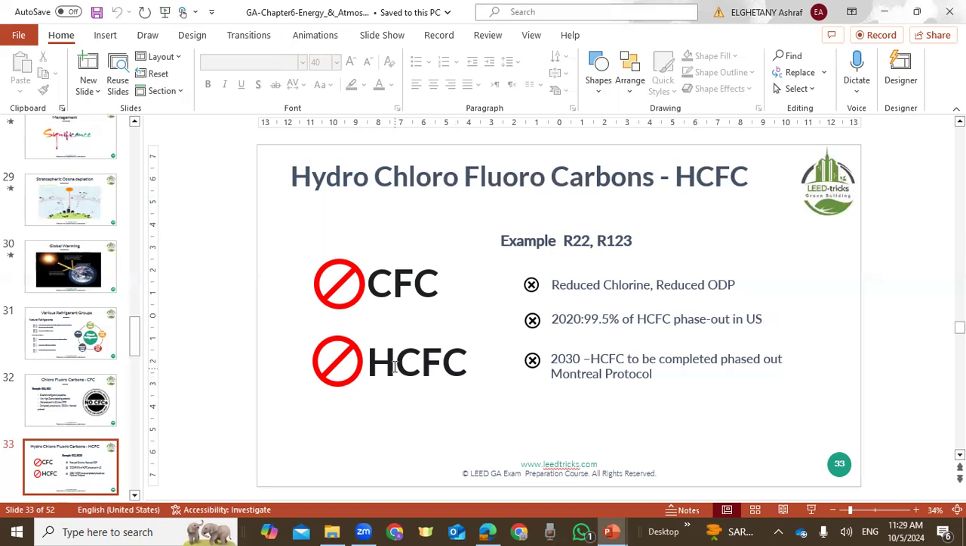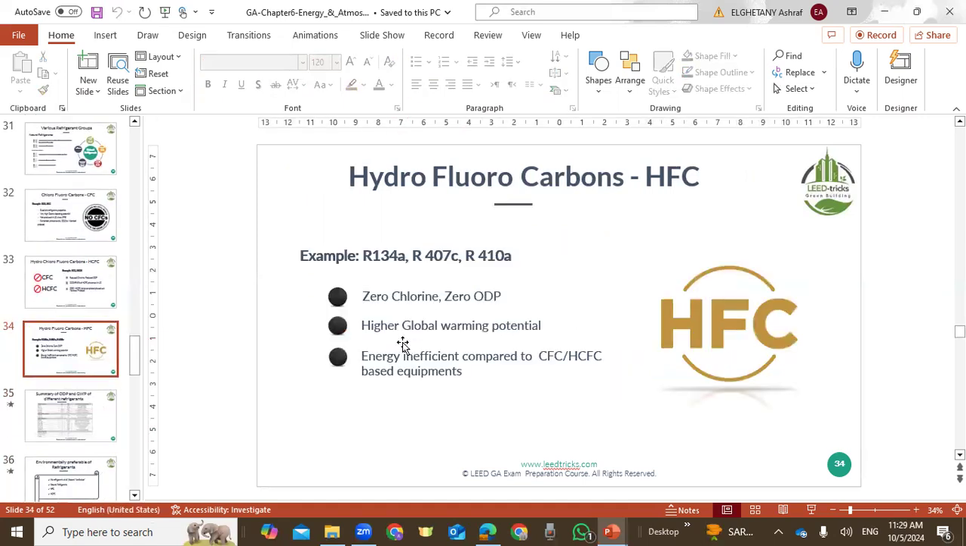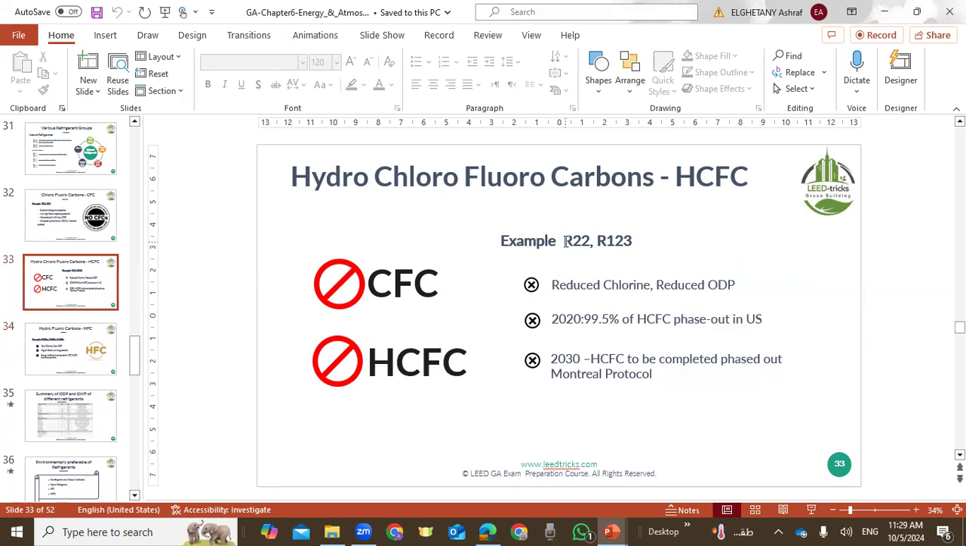Hydrochlorofluorocarbons. If you notice that we added H only, so it's almost the same effect as CFC, but a little bit less. Both are not good. It has reduced chlorine in this compound, and it will also be phased out by 2030. So still only around 6 or 7 years to phase it out totally. Most factories are now starting not to produce HCFC. It has the same impact. Examples are R22 or R123.